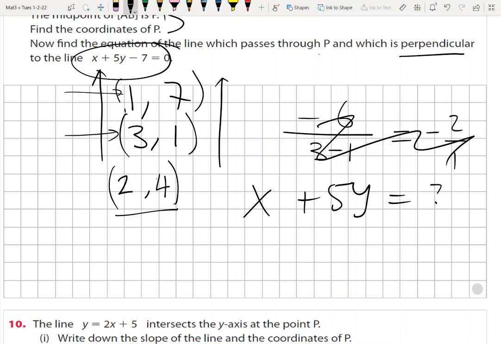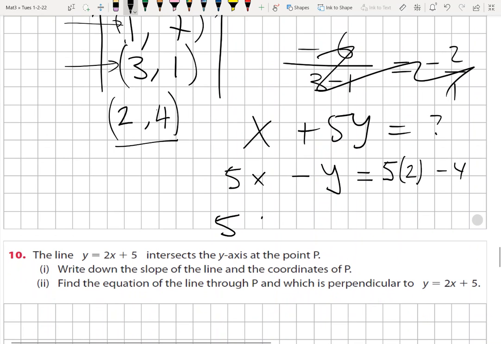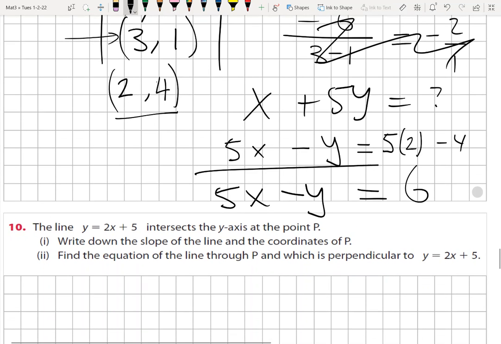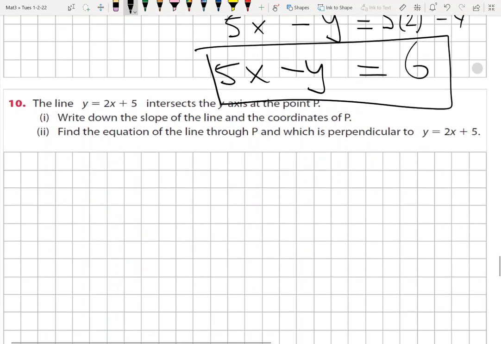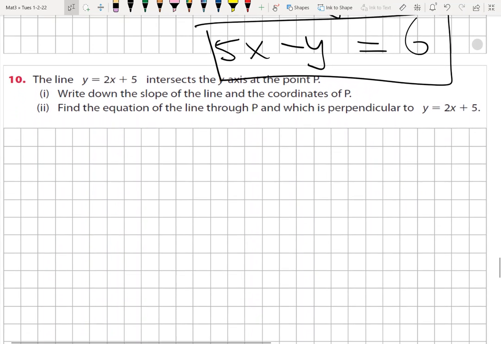So perpendicular to this, it doesn't matter what's there. Perpendicular, swap coefficients, swap signs, evaluate at 2, 4. Giving you 5x minus y equals 6. 10 take 4 is 6. And we'll leave it at that because nobody stipulated. That's the equation of a line just fine. Nobody forced us into a particular format.